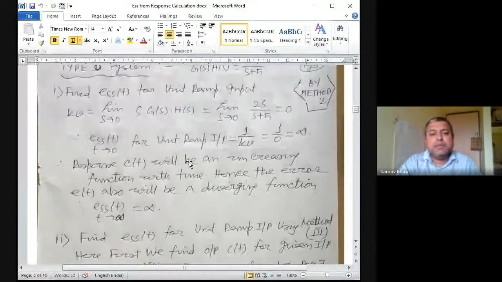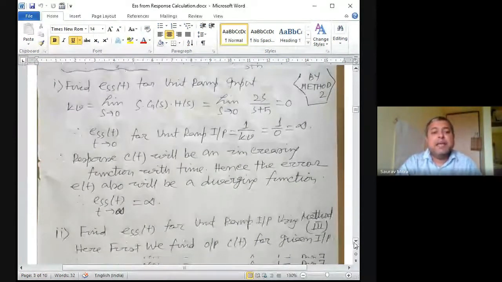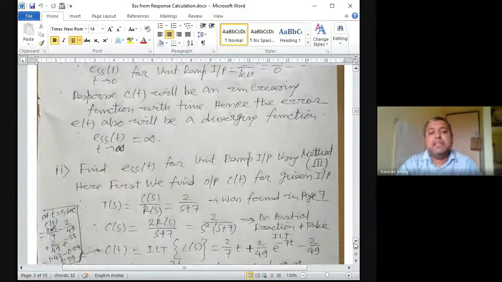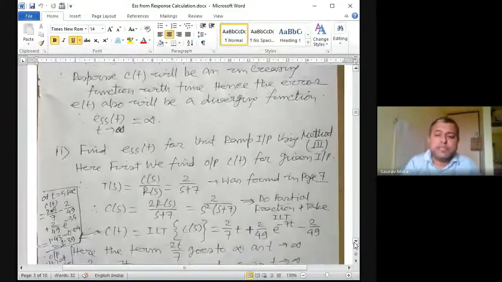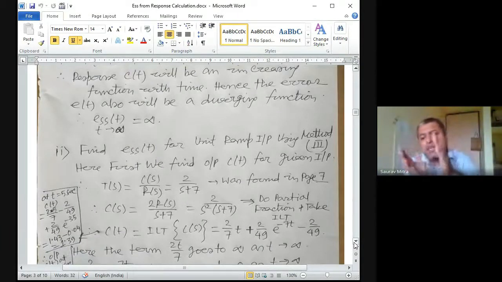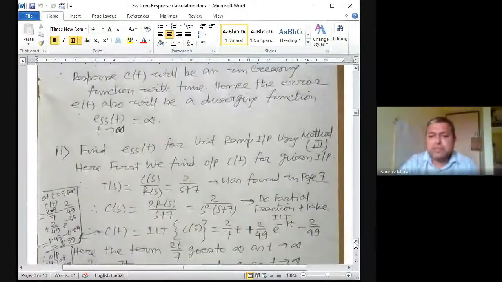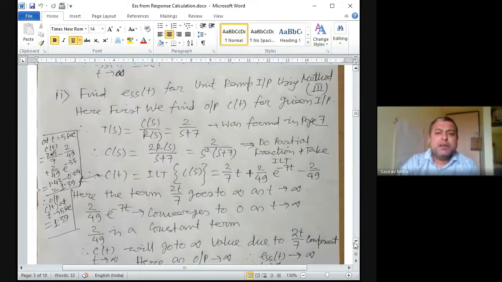Okay, so the response c(t) will be an increasing function with time, hence the error e(t) also will be a diverging function. In this case, input and output are both increasing, but with different gradients. So as time goes by, they will be diverging. We have already seen this graph during our lab, that is the type 0 system, and both are diverging. In that case, the steady state error will be infinity. The same thing happens for parabolic input also.